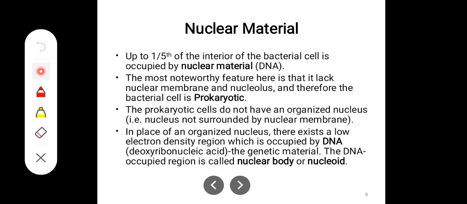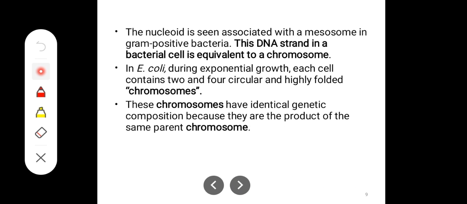Next, you can see the nuclear material. A fifth portion of the interior of the bacterial cell is occupied by the nuclear material, and it lacks a nuclear membrane and nucleolus, as it is prokaryotic. Prokaryotic means there is no organized nucleus, and there exists a region of low electron density occupied by DNA, the genetic material, known as the nuclear body or nucleoid.